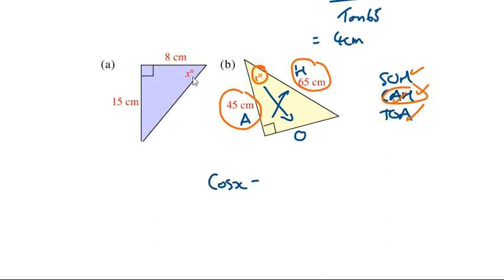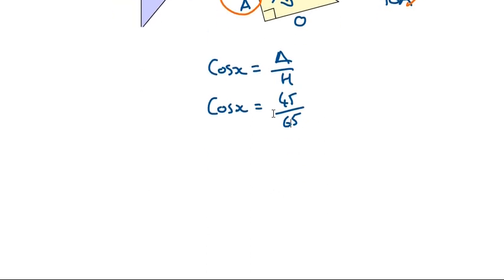I'll write that out this time. Cos of x is equal to adjacent over hypotenuse. And this time x is x on the question, so we just keep that the same. A is 45 and H is 65. Now this one, we don't need to rearrange too hard, because everything's ready. We just need to do the inverse of cos. So it's going to be cos negative 1 of 45 divided by 65.